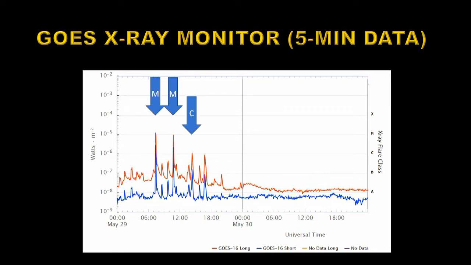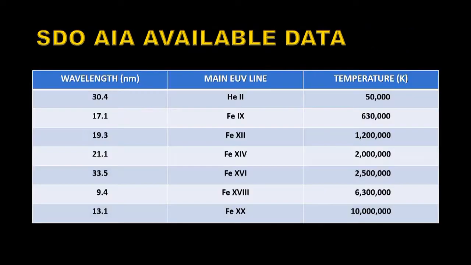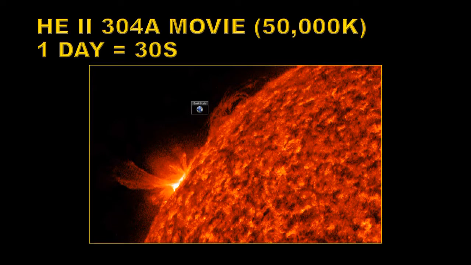So what we're going to do now is take a look at those individual events and see what they look like. Thanks to the Solar Dynamics Observatory, we have a lot of data to look at to see what was going on with these events. Particularly the Atmospheric Imaging Assembly, which my group helped to build some years ago, has 7 channels that range in temperature coverage from 50,000 degrees up to about 10 million degrees. We'll start with the lowest temperature line, that's the helium-2 304 line with a temperature of about 50,000 degrees.